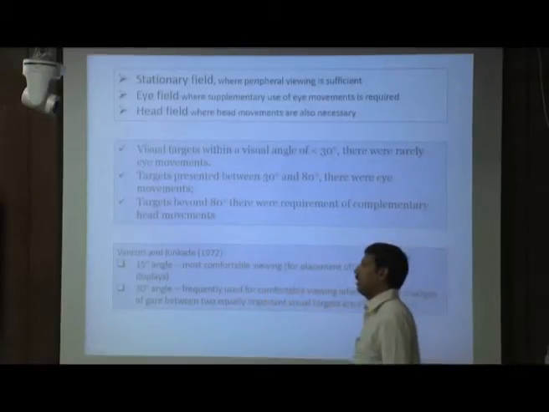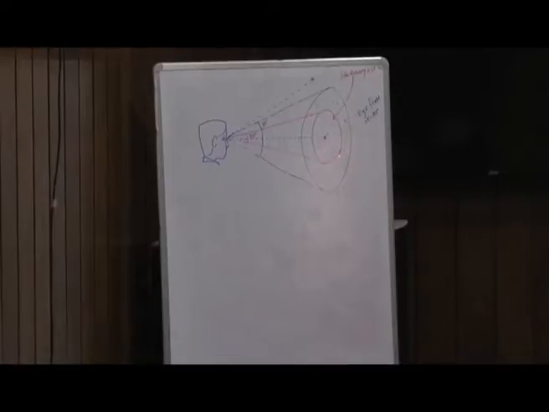So this is what we discussed, that is around the line of sight. Wherever we are fixing our eyes, around that line of sight, this is the zone where we can visualize either with our eye movement or with head movement or with a combination of both.